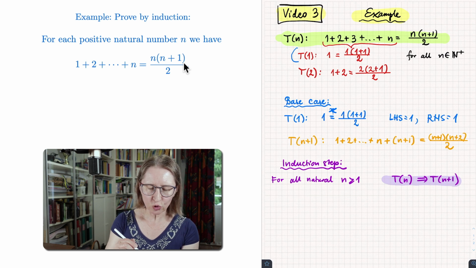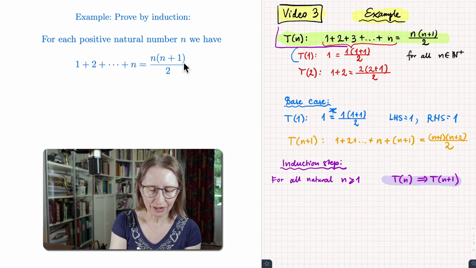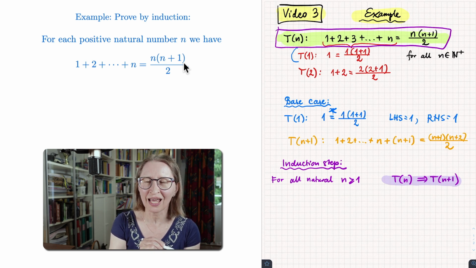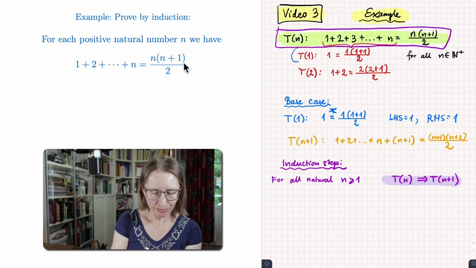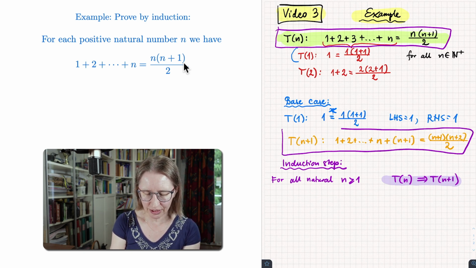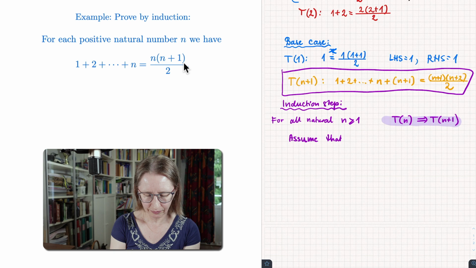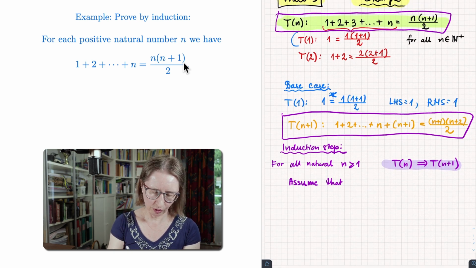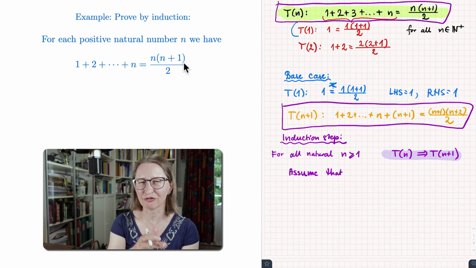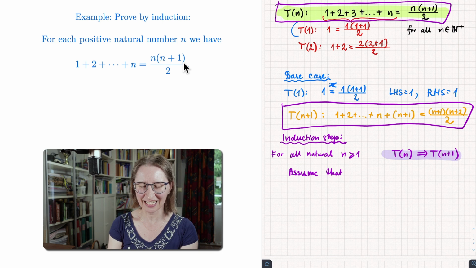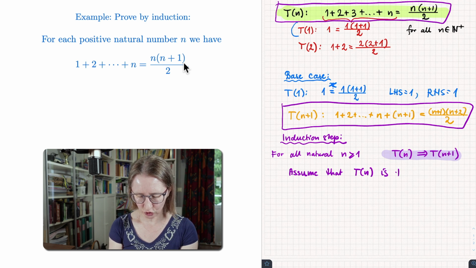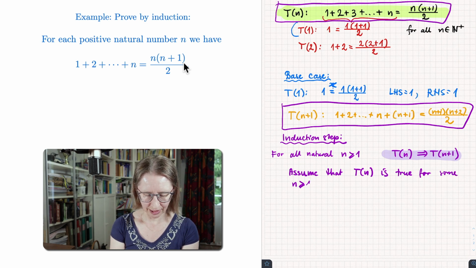So now I will assume that for some n, this statement is true, and I must show that this means that also this statement is true, right? So I will write it down here. Assume that t of n is true for some n which is greater than or equal to 1.